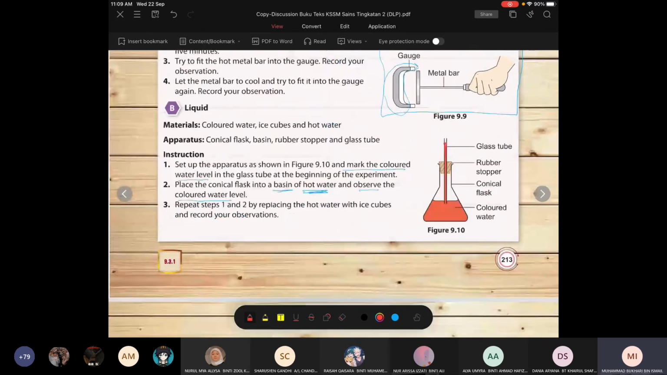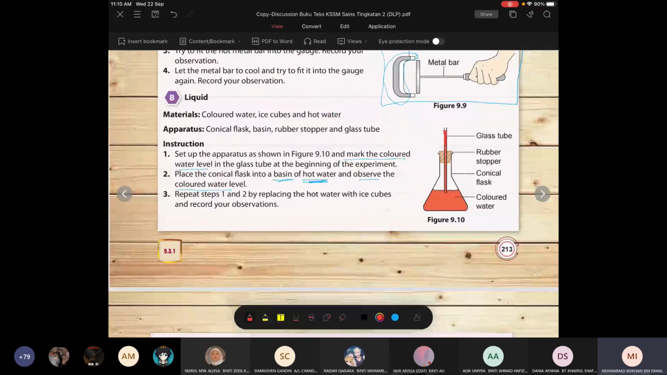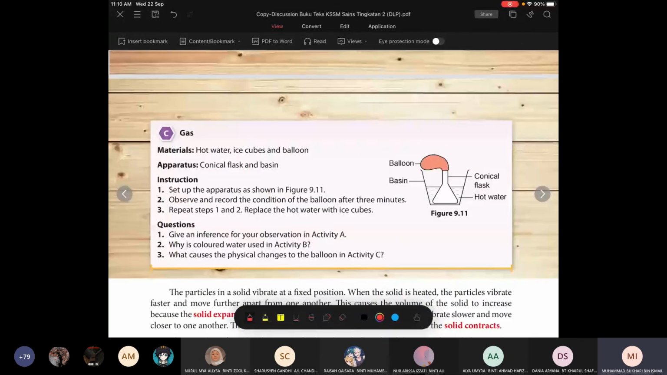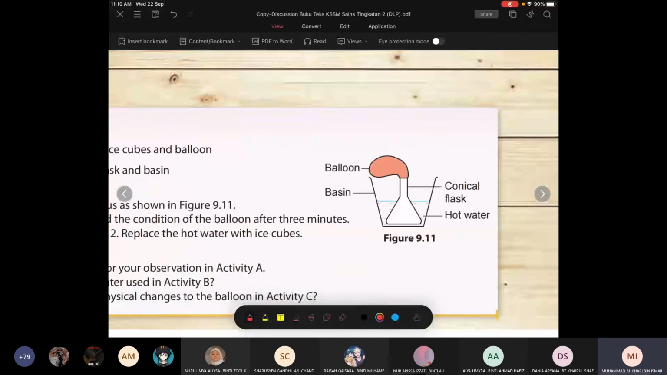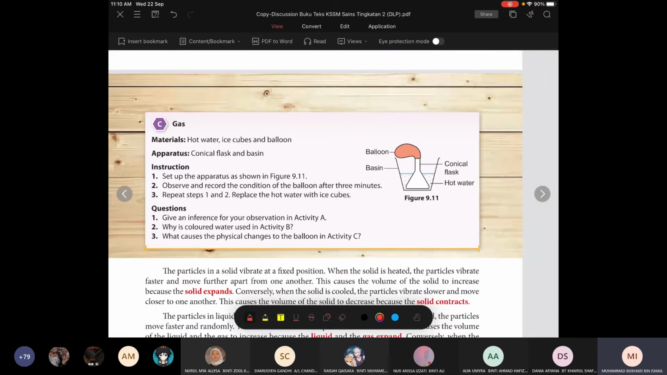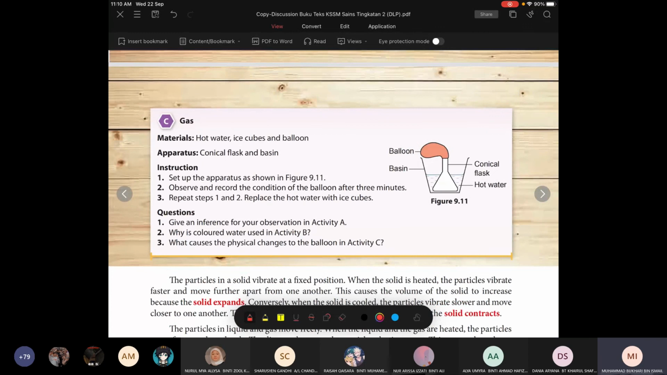Okay, I think it is quite simple for you to understand this. And the next thing is this one: hot water, ice cube and balloon. Can you guess what will happen? If it is heated, the balloon will be inflated. Air fills up the balloon and the balloon will be inflated. I think you just watched the video about this just now. You have no problem understanding this.